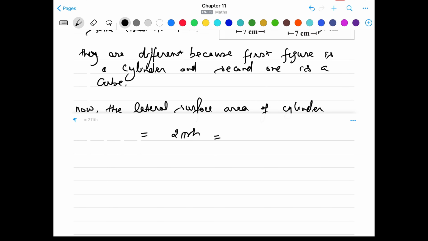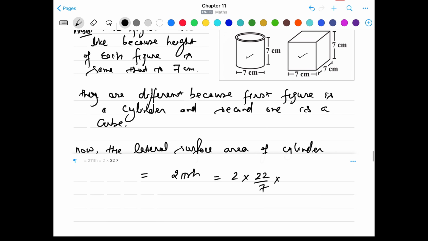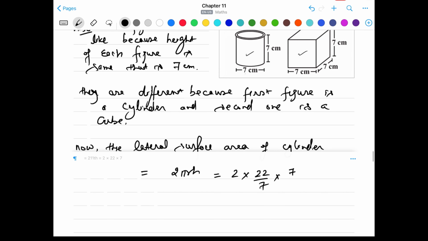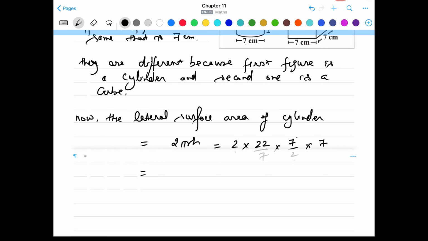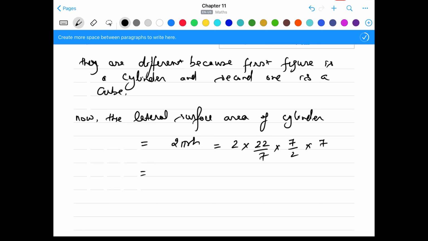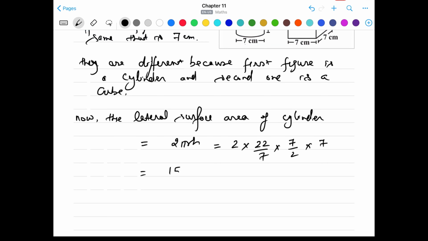So we'll put the values. We have 2, at the place of pi we'll use 22 by 7. Then we have r for this box, since its diameter is 7, so r will be 7 by 2. Then we have its height, which is again 7. After solving this, these 2 will cancel out, this 7 will cancel by the 7 here. So what is left is 22 into 7, that will give us 154 centimeter square.